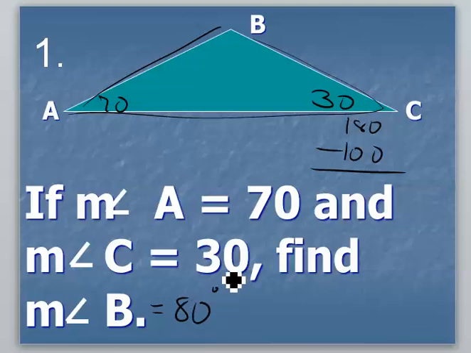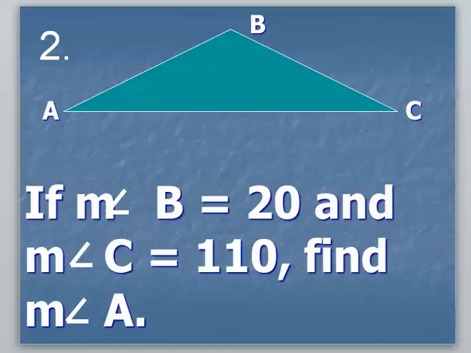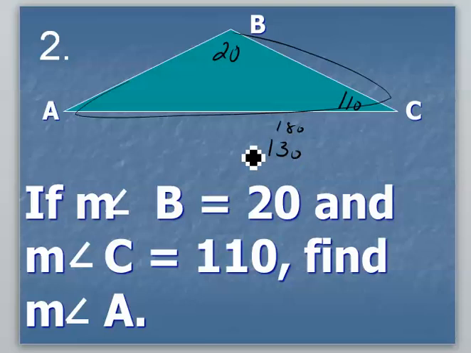You can put your degree symbol on or leave it off, but be really consistent just in case it looks like a 0. Next example has the exact same picture. This time we know that the measure of angle B is 20 and the measure of angle C is 110. We need to find the measure of angle A. Again, I'm going to add up the 2 angles I'm given. 20 plus 110 is 130, and subtract from our whole triangle 180 because the interior angles, these 3 angles inside a triangle, always add up to 180 degrees. So 180 minus 130 means the measure of angle A is 50 degrees.